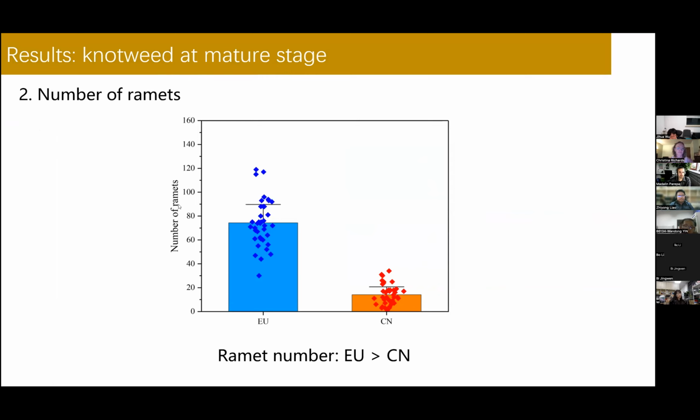This is the number of ramets. The European ramets number is significantly larger than the Chinese population.